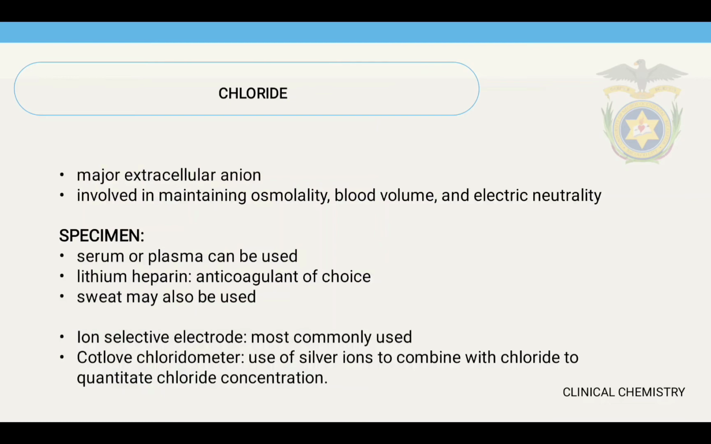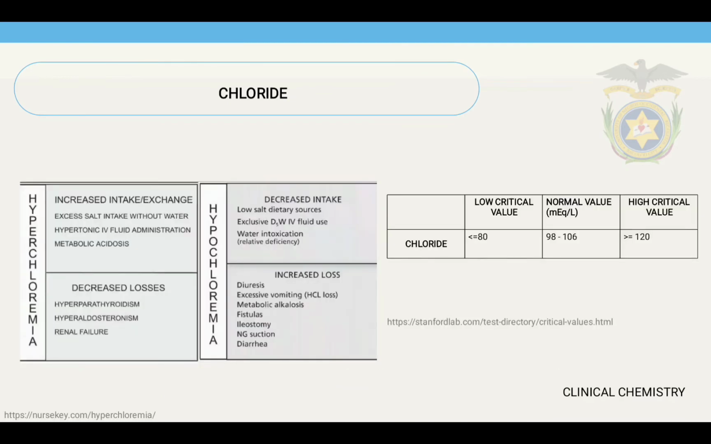to quantitate chloride concentration. So again, you have a table on the left for the possible causes of your hyper and hypochloremia, as well as the normal value for chloride, which is around 98 to 106, with low critical values of less than or equal to 80, and high critical values of greater than or equal to 120.